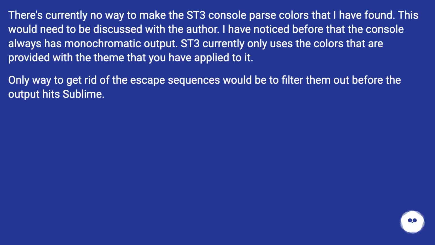I have noticed before that the console always has monochromatic output. ST3 currently only uses the colors that are provided with the theme that you have applied to it. Only way to get rid of the escape sequences would be to filter them out before the output hits Sublime.